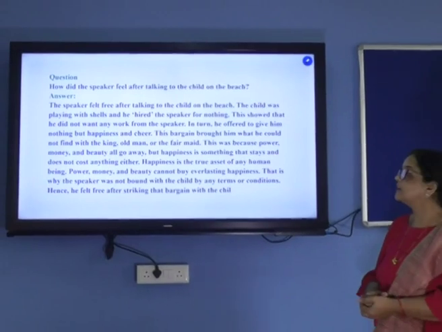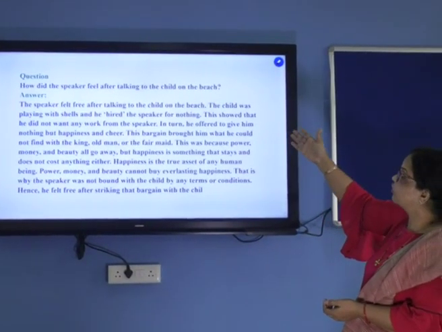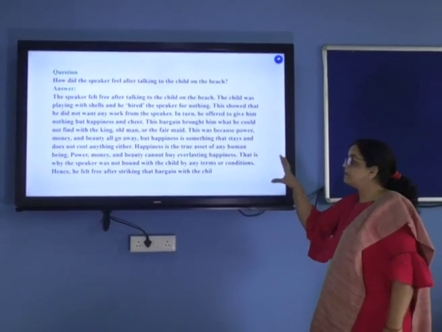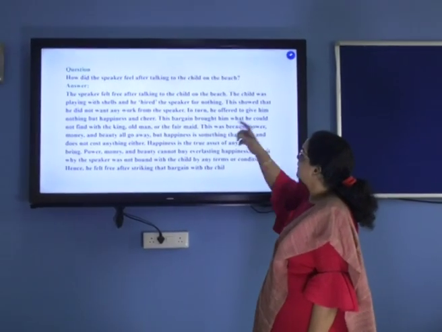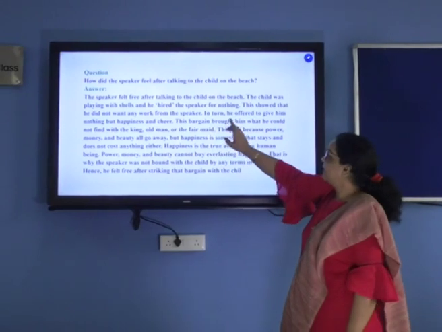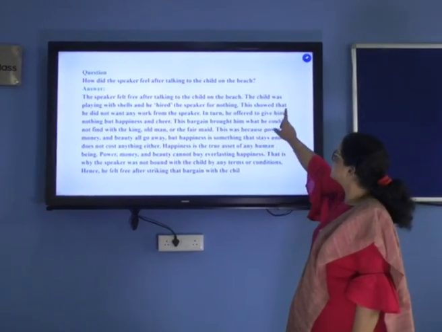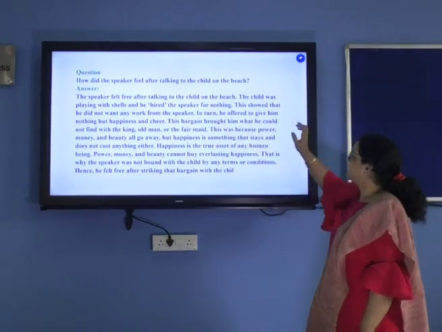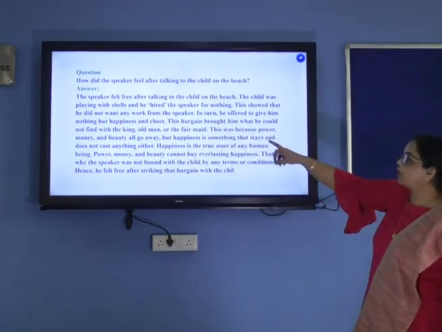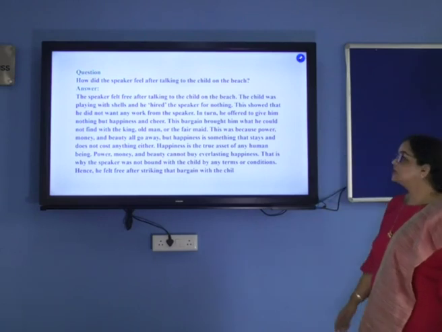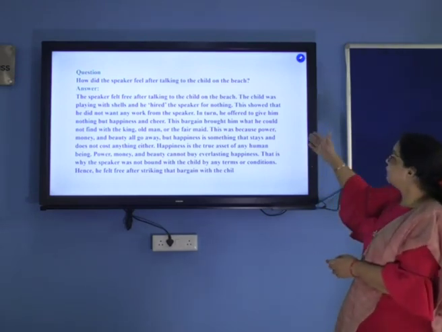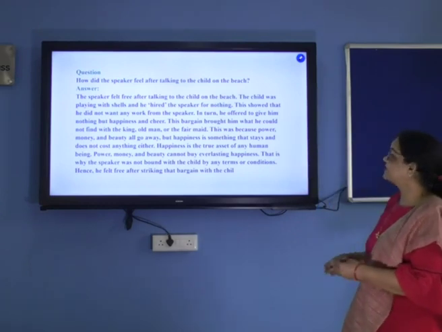Okay, now this is the long answer. How did the speaker feel after talking to the child on the beach? So this is the main part. The speaker felt free after talking. After talking to the child on the beach, the child was playing with shells and he hired the speaker for nothing. This showed that he did not want any work from the speaker. In turn, he offered to give him nothing but happiness and cheer.